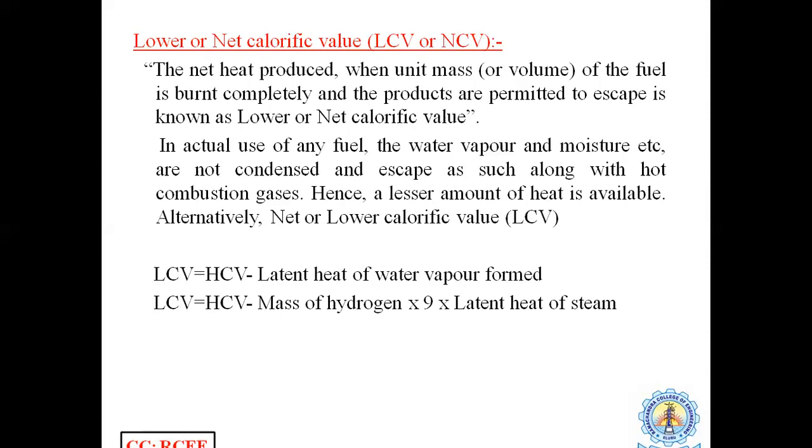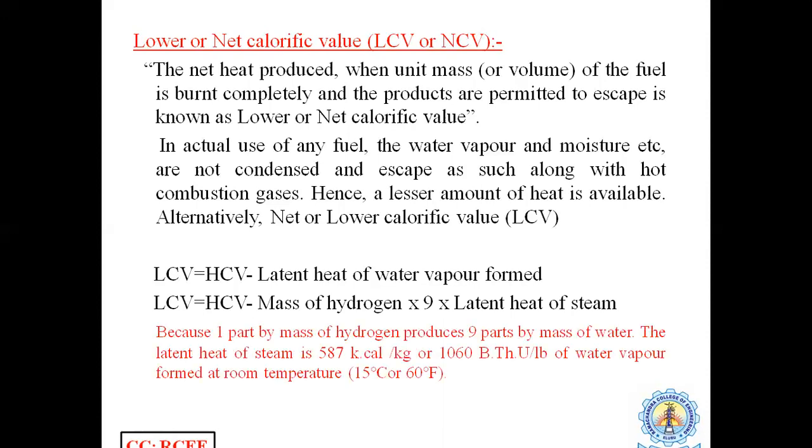So what is 9 and what is latent heat of steam? Experiments prove that 1 part by mass of hydrogen produces 9 parts by mass of water. The latent heat of steam is 587 kilocalories per kg or 1060 British thermal units per lb of water vapor formed at room temperature.